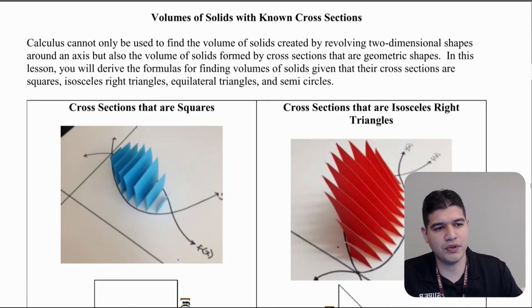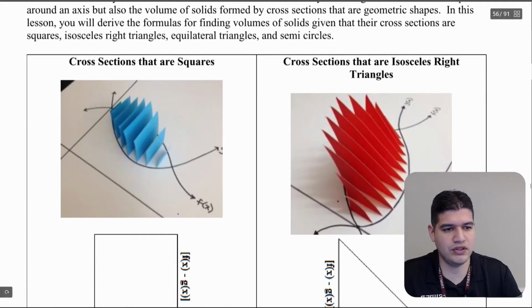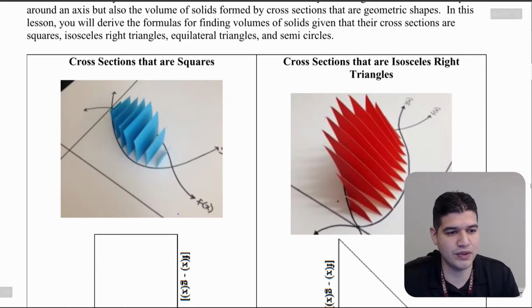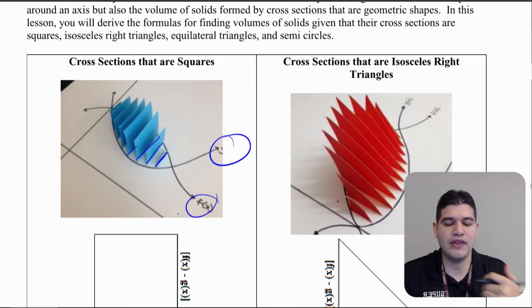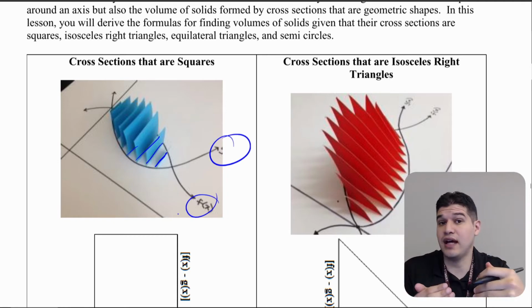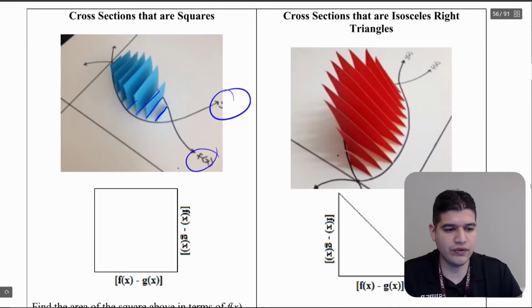For example, let's look at this first one. We know that the cross sections are going to be squares. Everything rising out of this shape in this solid is going to be a square. Since we have f of x and g of x, we can find the length of that side. If you lay it down flat, we've got f of x minus g of x, that's this part right here.